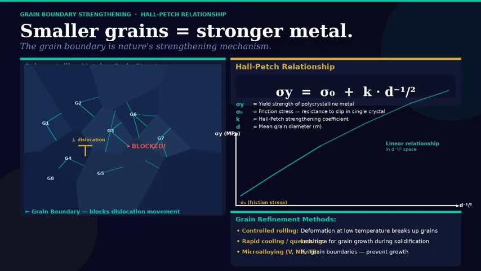This relationship has a precise equation, the Hall-Petch relationship. Yield strength equals sigma 0 plus K times d to the power of -1/2, where d is mean grain diameter. As grain size decreases, yield strength increases. Engineers control grain size through processing, faster cooling, controlled rolling, or microalloying with small additions of vanadium, niobium, or titanium, which pin grain boundaries and prevent growth.